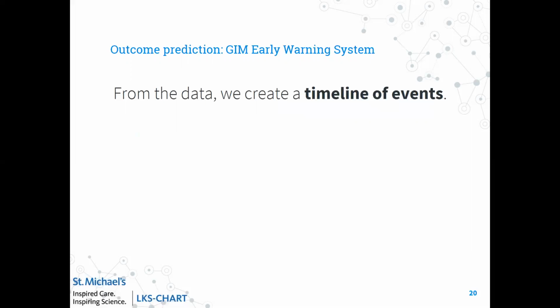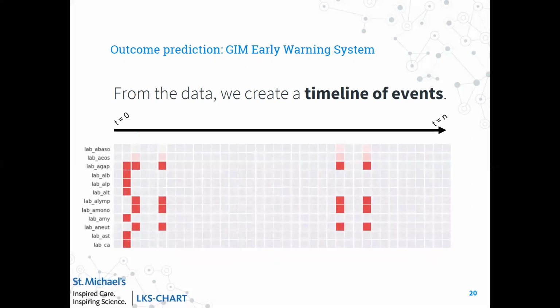From all of this data, we create a timeline of events. We start at time t equals 0 all the way till t equals n, the end of the visit. And at each time step, so at every hour, we record the lab tests, the vitals, the orders, and so on. We record these at every hour.